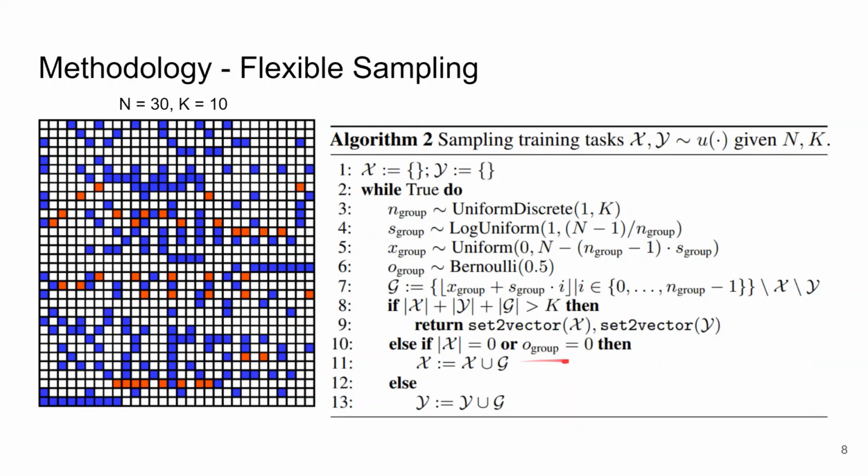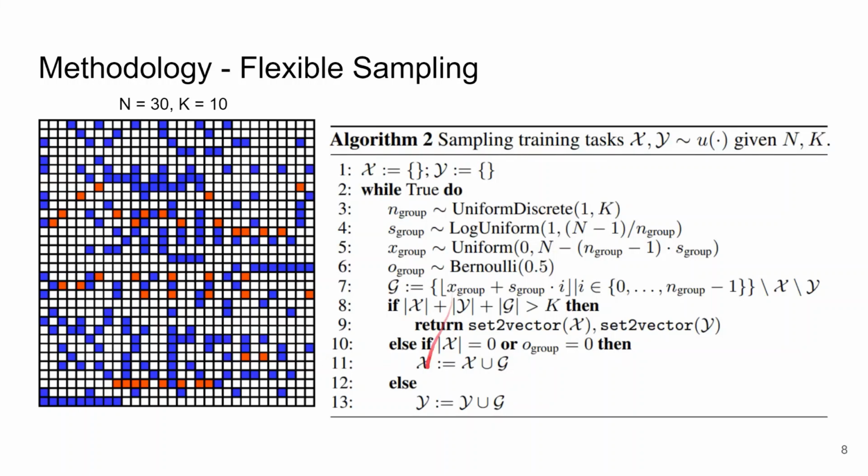So if the frames haven't been generated yet, we need to generate them. If they have been generated before, then we're going to use them for conditioning as well. So the high level idea behind this is that we're essentially randomly constructing frames to generate on and frames to condition on.